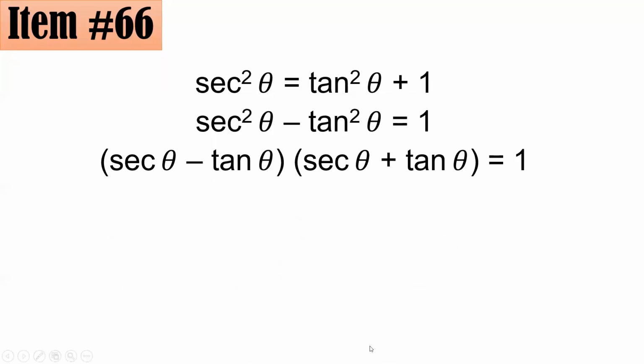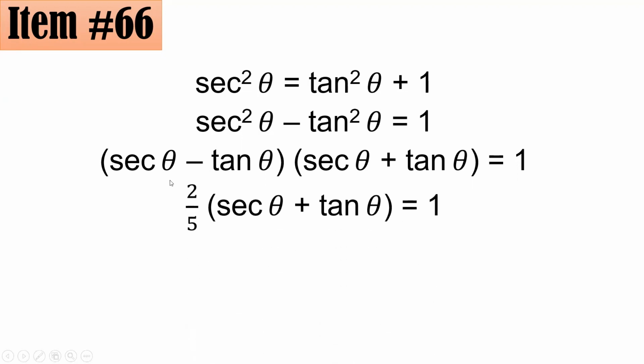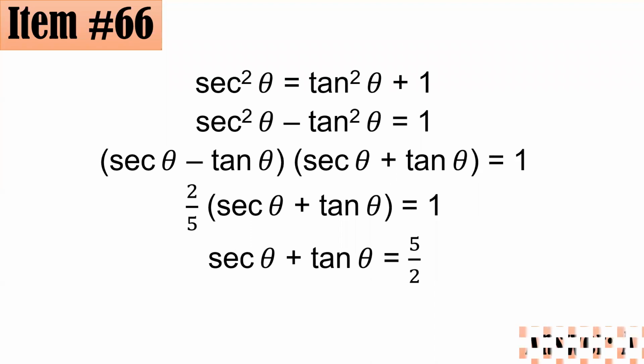Very good. So it's equal to 1. And we know po the value of secant theta minus tangent theta to be 2/5. So I replace this by 2/5 and copy the rest. And since we are after the value of secant theta plus tangent theta, we can simply multiply both sides by 5/2. And that secant theta plus tangent theta equals 5/2. So that is letter A.